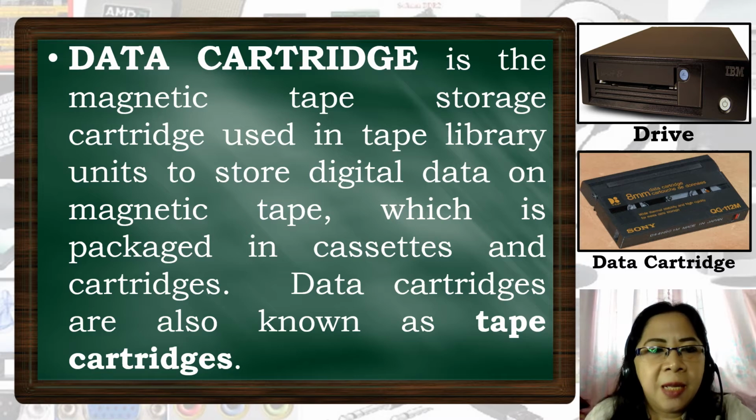Data cartridge is the magnetic tape storage cartridge used in tape library units to store digital data on magnetic tape, which is packaged in cassettes and cartridges. Data cartridges are also known as tape cartridges.